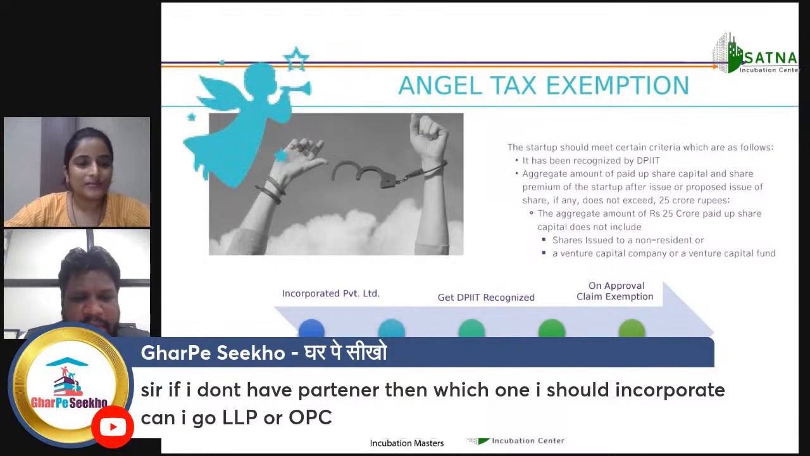If you don't have any partner, then definitely you have to go by default with OPC only, because for the private limited you need two people, and for LLP also you need two people. So if no one is there, then you can better go for OPC. But in that case, you will not be able to enjoy the benefits of the startup. You cannot register a business under the startup scheme.